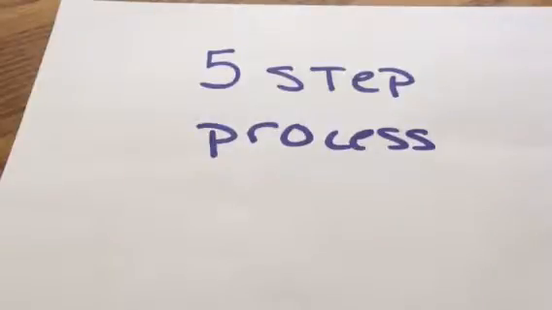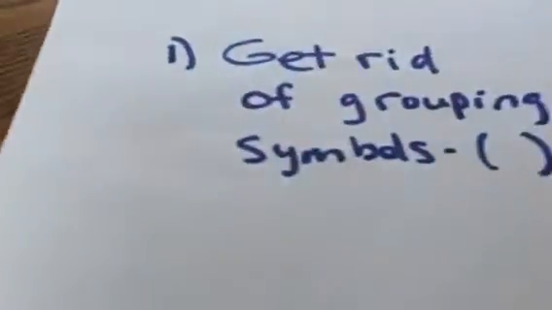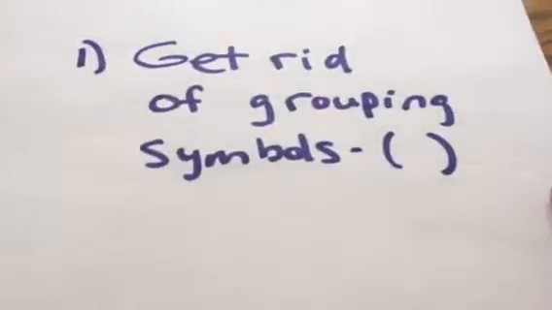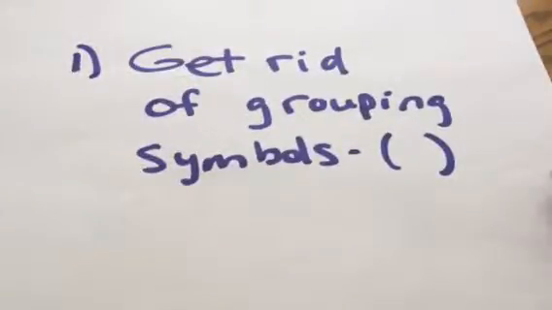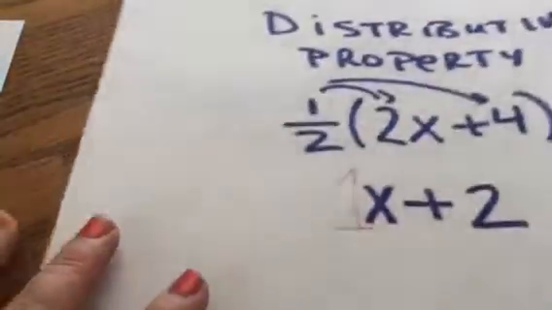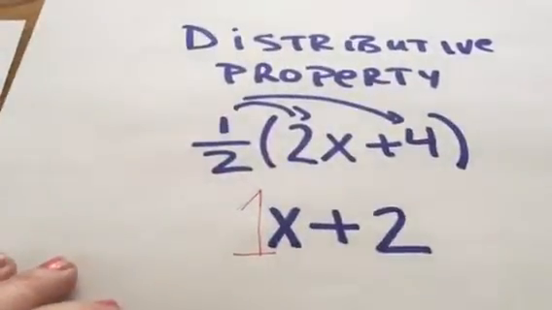It's very worthwhile. The first step in the 5-step process is to get rid of any grouping symbols. And grouping symbols typically are parentheses, braces, it could be a fraction bar. We're going to focus on problems that have parentheses in them for now, and we'll deal with the other types of grouping symbols at a later date. And as you recall, to get rid of parentheses, we typically use the distributive property.